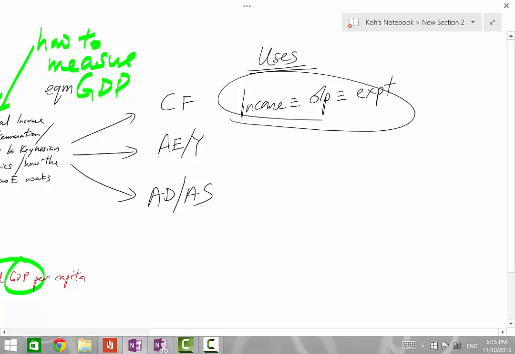Or how is it possible that you can take net property income or net factor income to abroad and you subtract this away from GDP? So you see, we are doing things with income on one side and GDP on the other side. You can do it because they are equal at equilibrium. Okay, so the circular flow is actually quite useful.